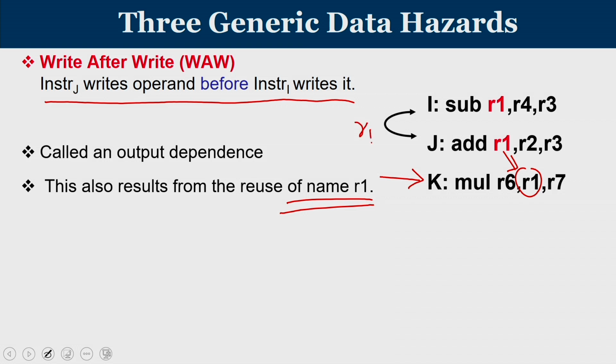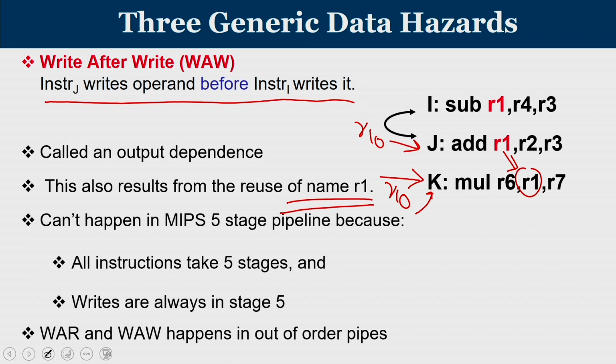Had J used R10 and the same R10 been used by K also, then whenever I completes, it is no longer going to affect J and K. This also happens because the compiler is using the name R1. This also can happen in a MIPS 5-stage pipeline, because all instructions take 5 stages, all the writes happen at stage 5, and all instructions are executed in order. But the last 2 hazards, that is the WAR hazard and the WAW hazard, will happen in out-of-order pipelines.